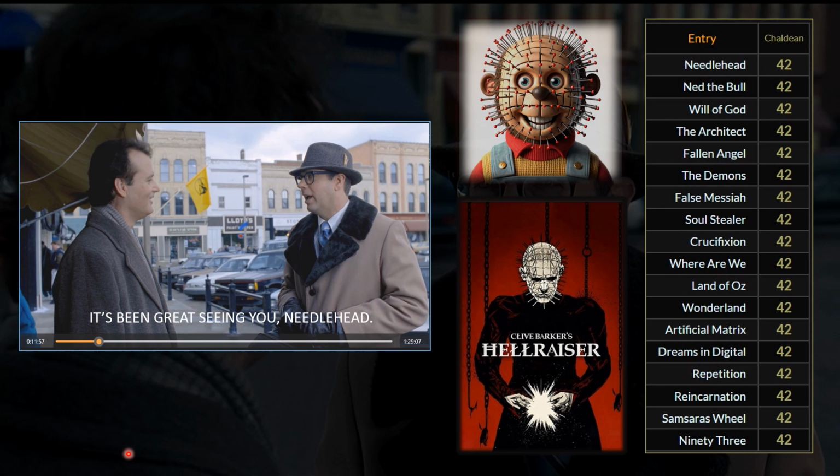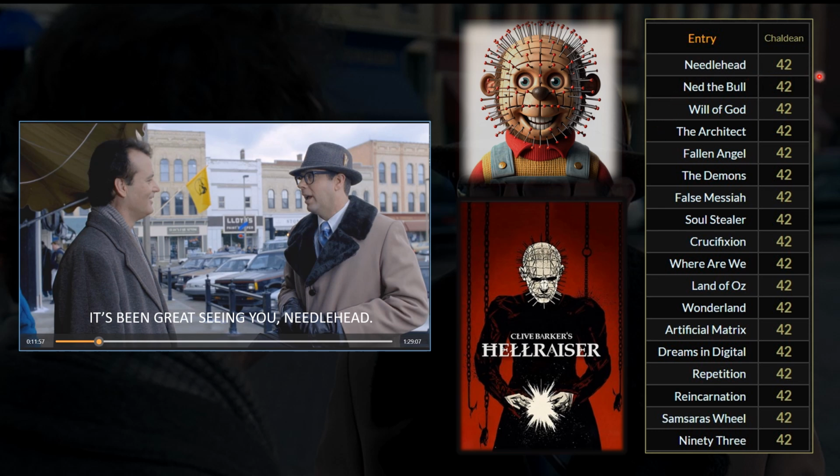Now, Phil turns to him and says, "It's been great seeing you, Needlehead." And that reference there reminded me of Clive Barker's Hellraiser, the image there of the pinhead or the needlehead. And AI did an interesting representation here of a groundhog looking like Ned with the pins in his head.